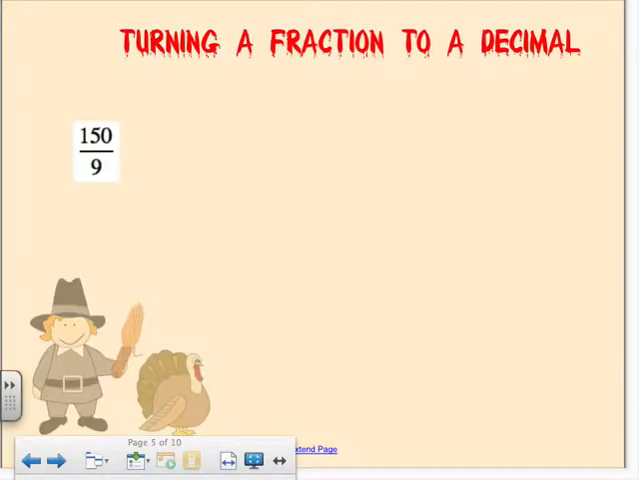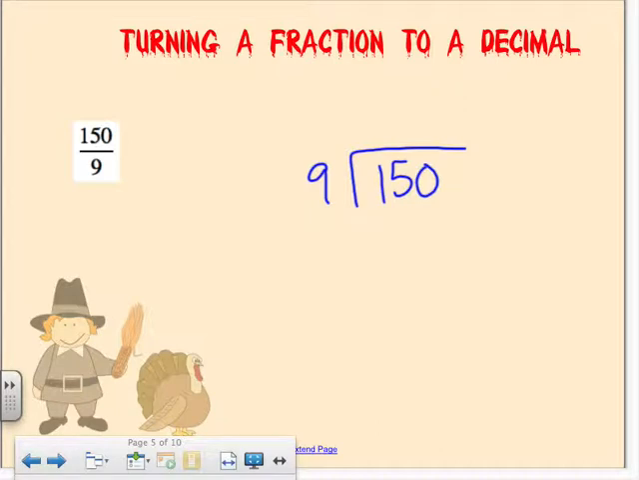So go ahead and take this fraction and turn it into a decimal using your division. Then hit play to find your answer. All right, so this one's an improper fraction, if you noticed. So you have two options. You could turn it into a mixed number and then divide, or just go ahead and divide. I'm just going to go ahead and divide. So remember, it's always the numerator inside, the denominator outside. So since this is improper, it's going to be greater than 1.